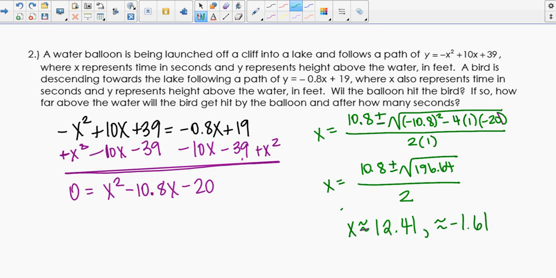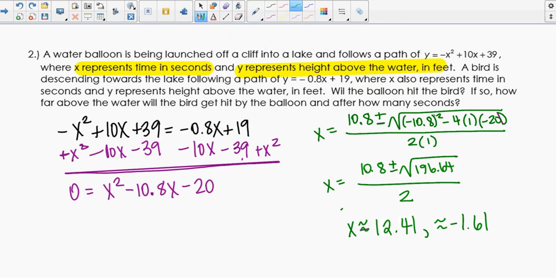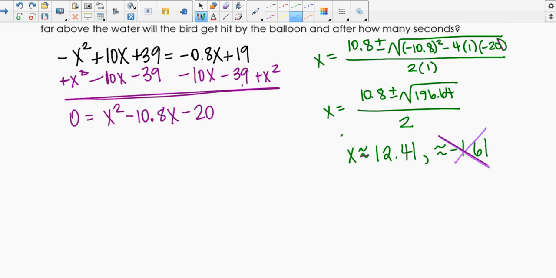Okay, so let's remember what we're solving for here. X represents time in seconds, and Y represents height above the water in feet. So, will the balloon hit the bird? That answer is yes, because we have intersection points. However, this one is a no-go, because if X is time in seconds, it's not going to be a negative. So, yes, it's going to hit the bird. Okay. So, yes, the balloon hits the bird.